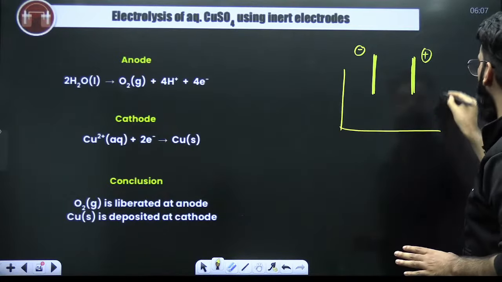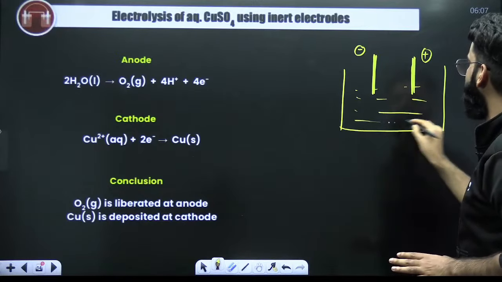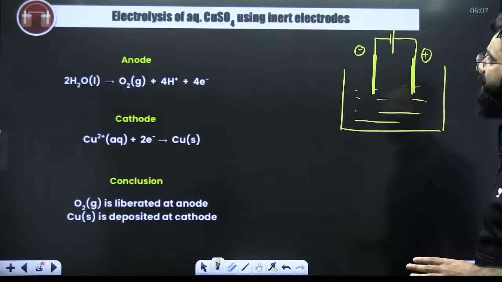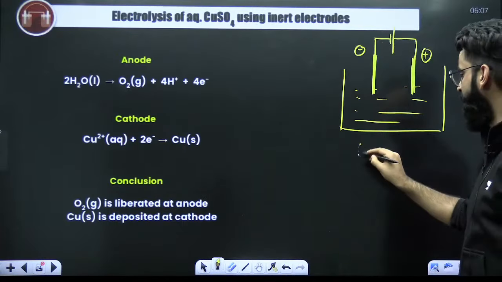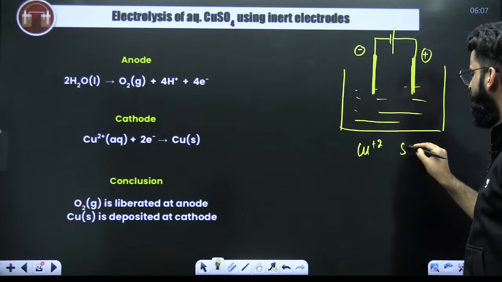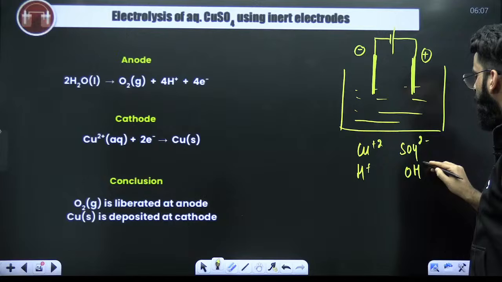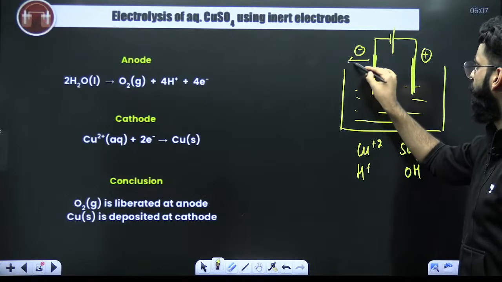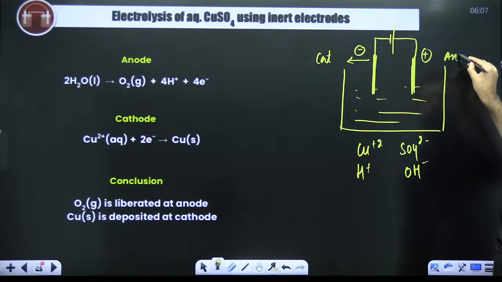And in the solution, how many types of ions will be there? You are doing the electrolysis of aqueous CuSO4. So there are Cu di positive ions, there are SO4 di negative ions, there are H positive ions, and there are OH negative ions. Correct? So this particular rod is your cathode, and this is your anode, right?